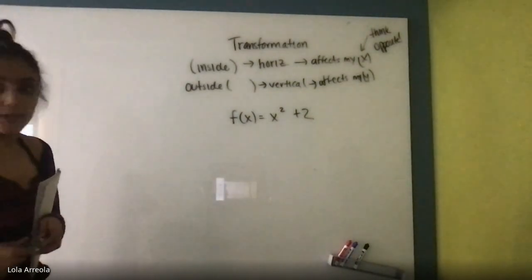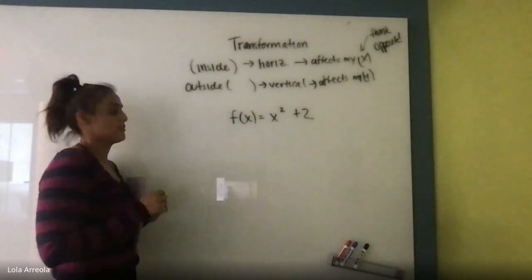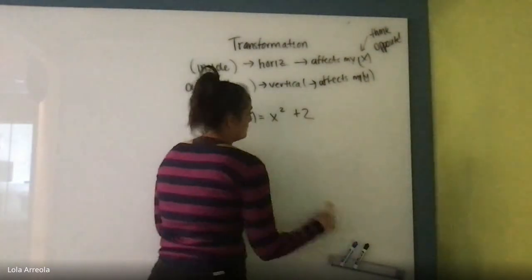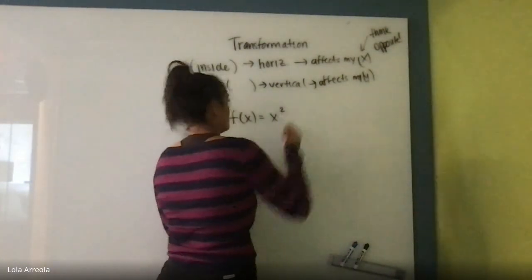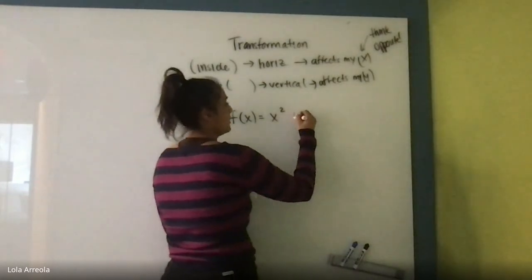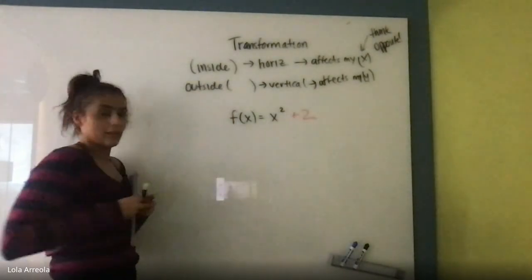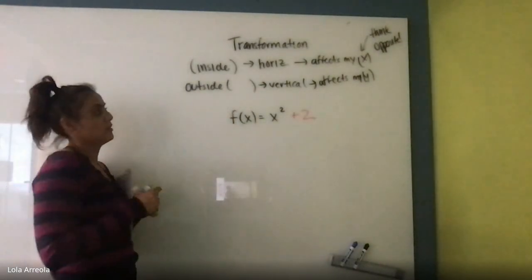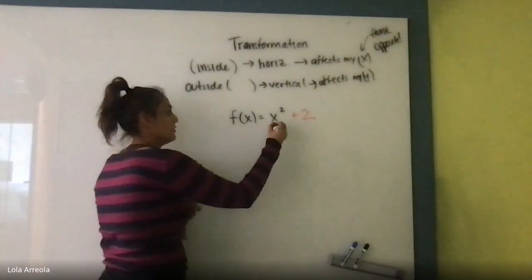What would be the most basic form? What is causing a transformation? What's causing a transformation is that plus 2. Without that plus 2, I have a basic function. With that plus 2, it complicates it. It adds a transformation. So again, I go, what kind of function is this?